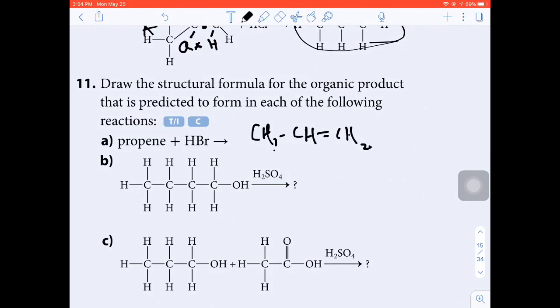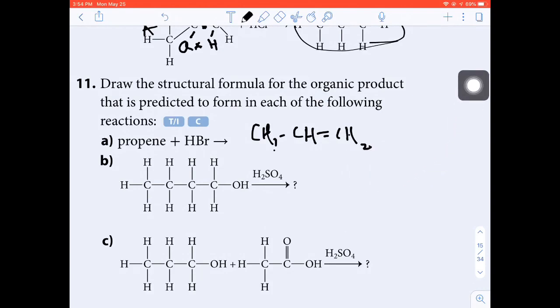Again, remember, always be counting your number of bonds to carbon. This carbon has 3 hydrogens, so it needs a bond. This carbon has 1 hydrogen, it has 3 bonds. This carbon has 2 bonds, so it needs 2 hydrogens. So I'm always counting my hydrogens.